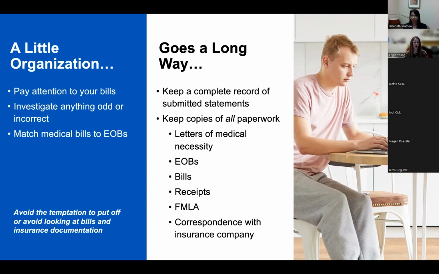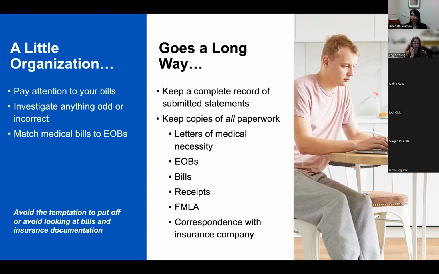Keep copies of all of your paperwork. That's any medical letters that are sent in for any denials, any explanation of benefits, any bills, receipts, FMLA paperwork that gets sent in to your employers. Keep copies of all of that. The receipts are especially important if you have a flex spending account or a health savings account. You're going to need those receipts to submit those requests for reimbursement.